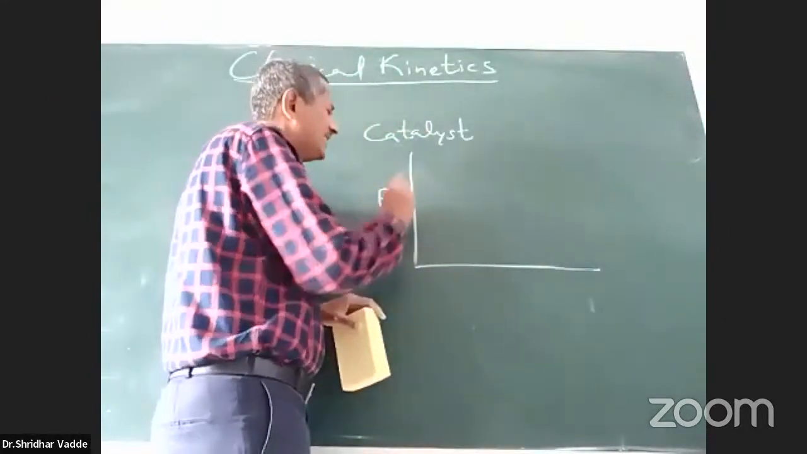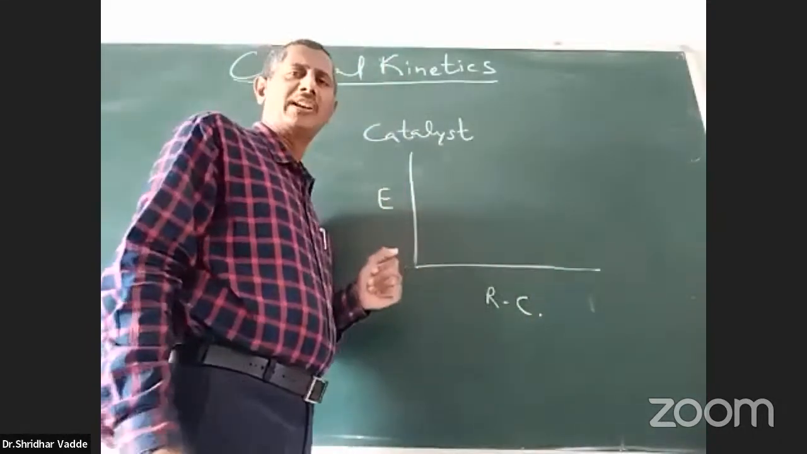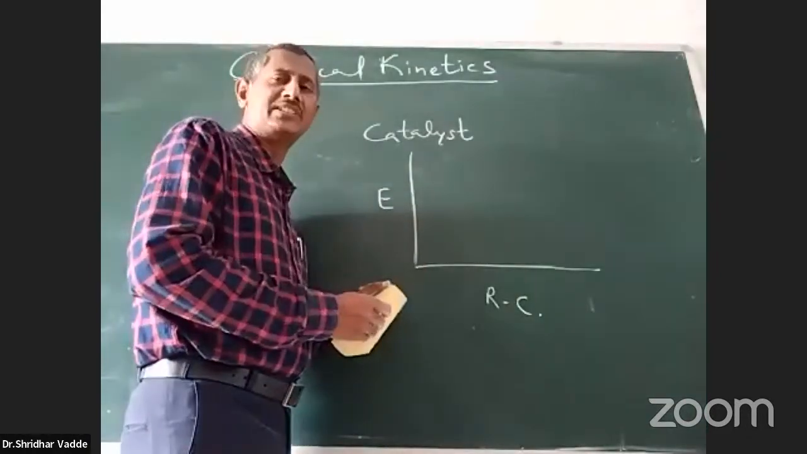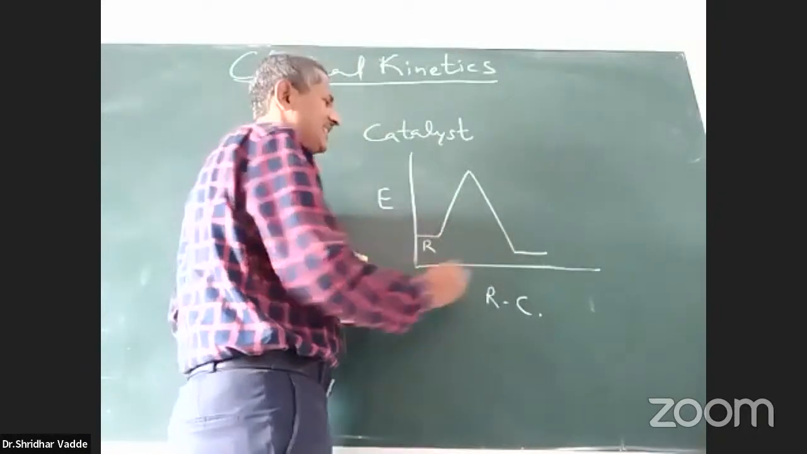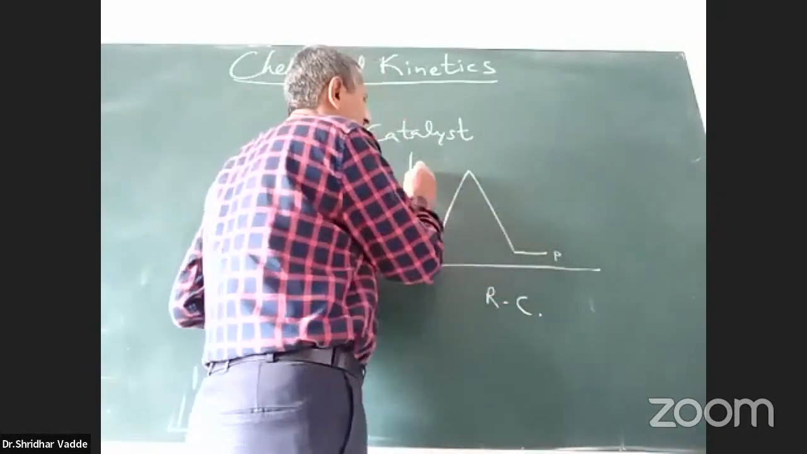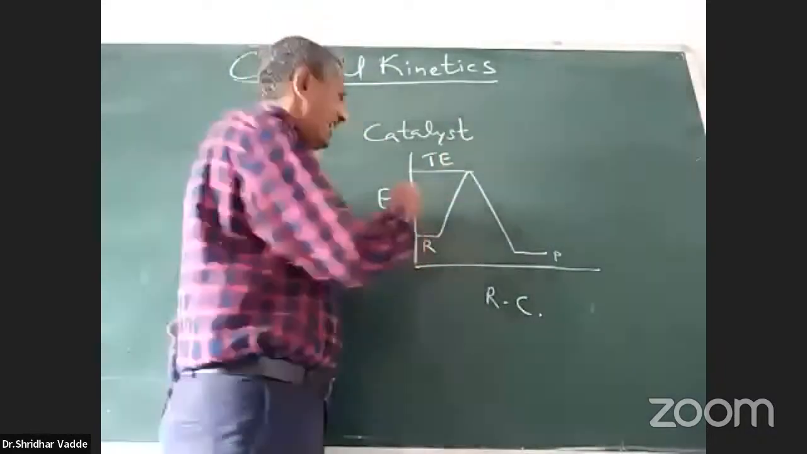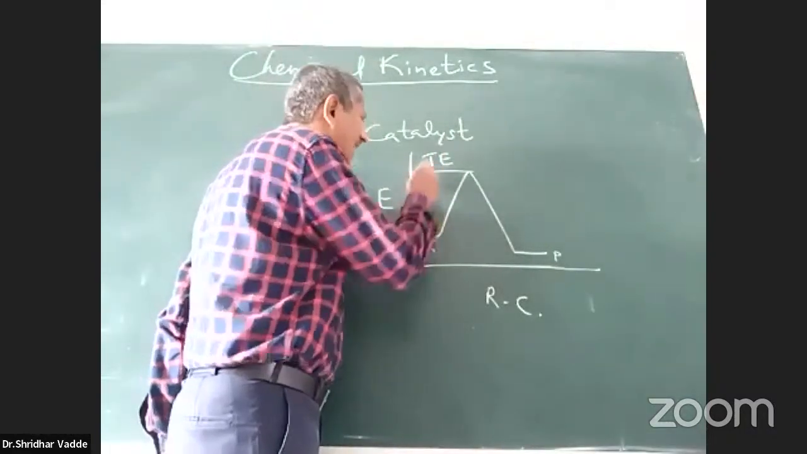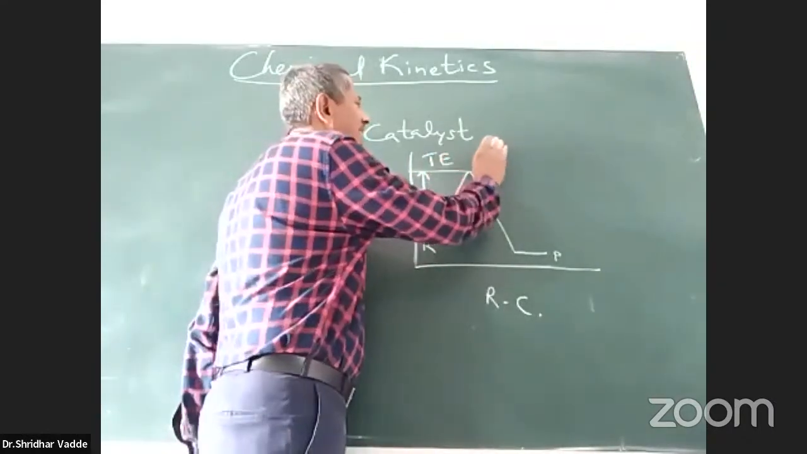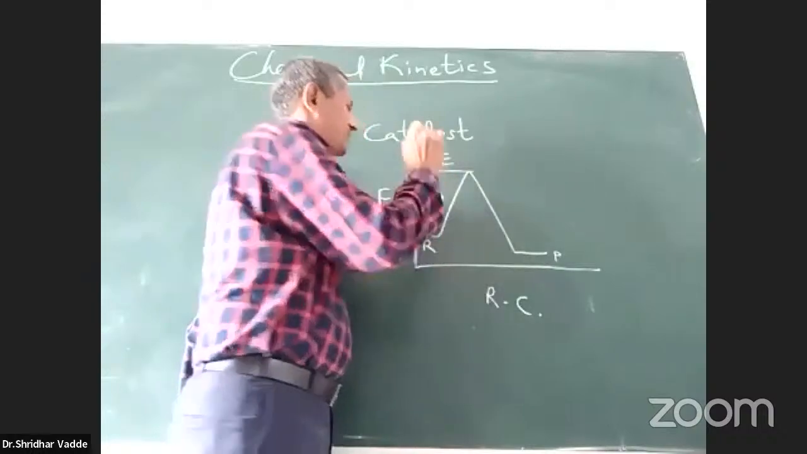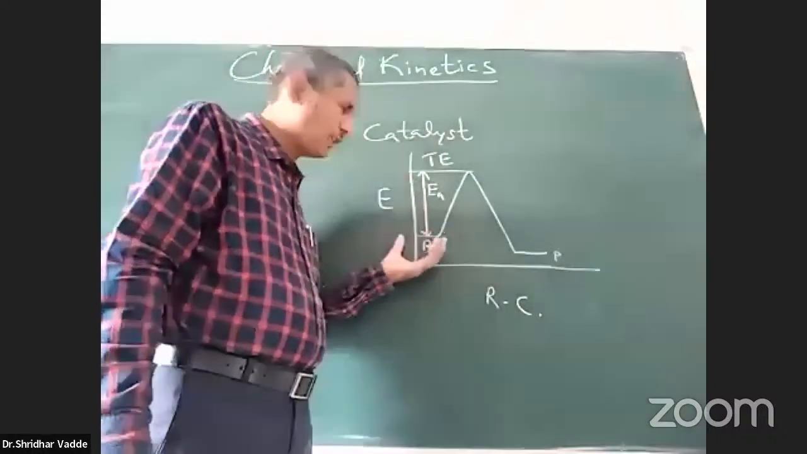Just now we have seen the graph of energy versus reaction coordinate to know about the collision theory. Here, let us say this is the energy of the reactants, this is the products, this is the threshold energy. Here, the difference between the average energy possessed by the reactants and threshold energy is called as what? Energy of activation.